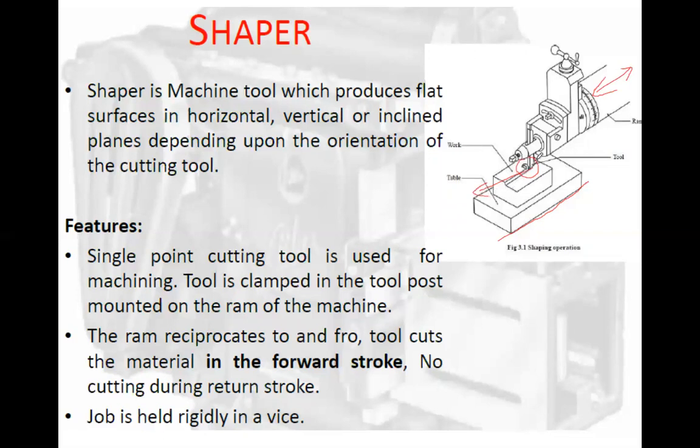This stroke is called the forward stroke, because it is a cyclic process, right? The ram moves forward, and this is your typical workpiece. When it is coming in the forward direction, it removes the material. When it is going backward, it is not removing the material. That's why the forward stroke is called the working stroke.